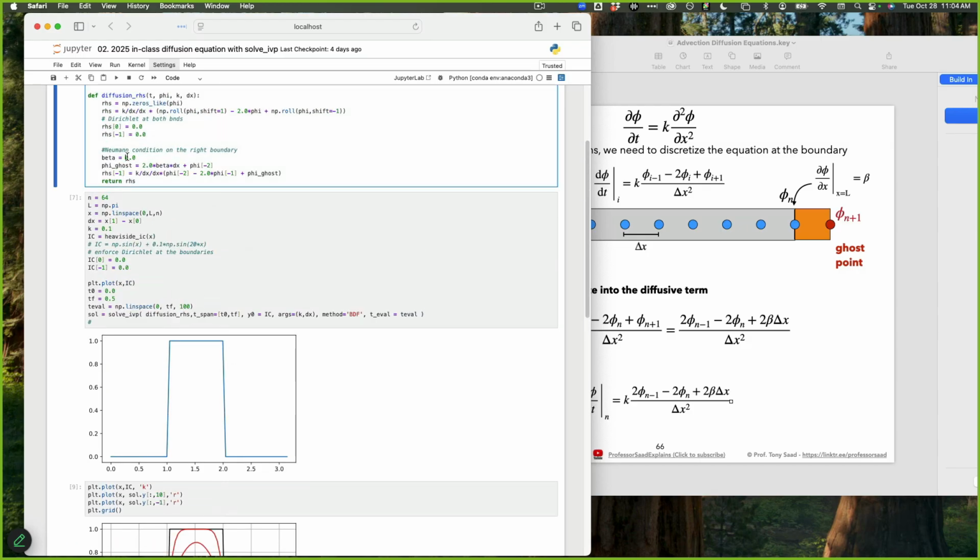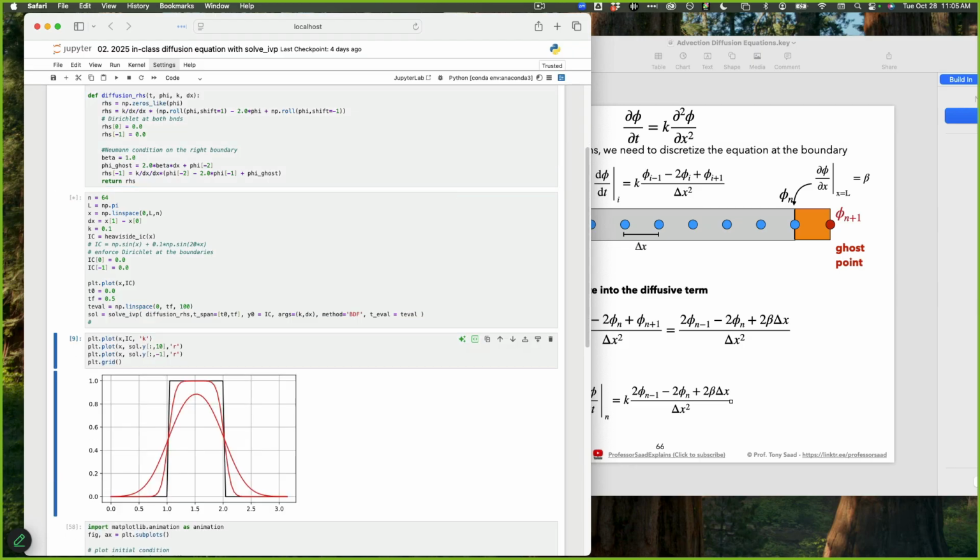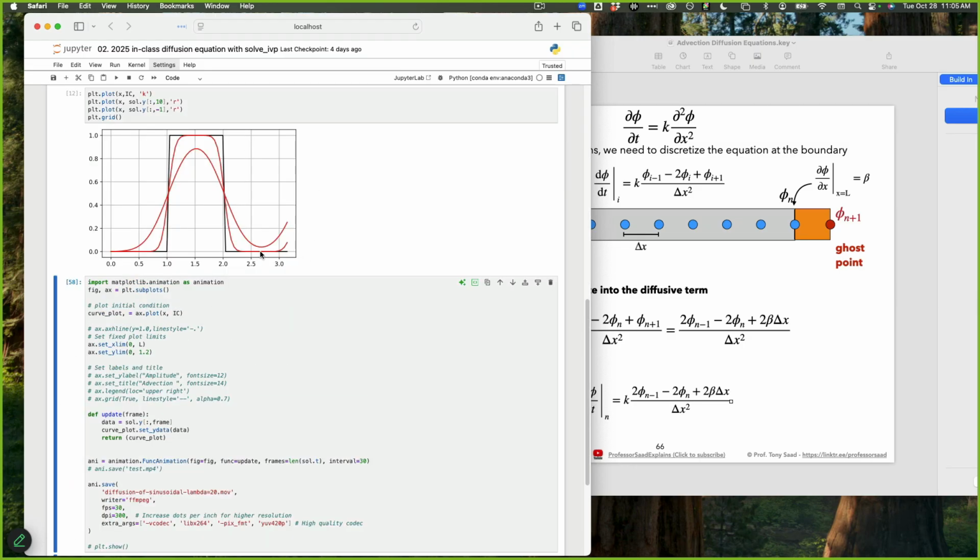Let's put beta equal to 1. Now the slope should be going up on the right boundary. Agreed? Because we are pushing that value upwards. Okay? And then if we run it, look at that. It's correct. The value is going to change throughout the calculation because it depends on the interior value.